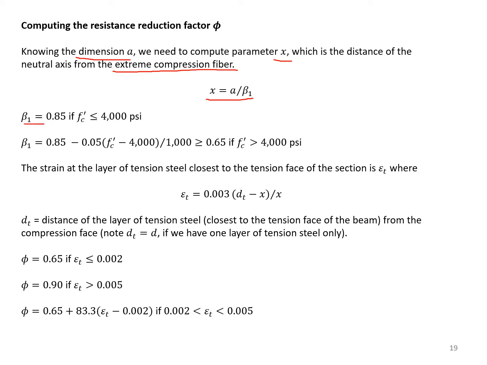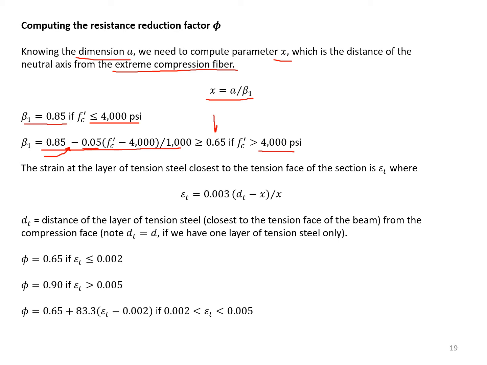Beta 1 is 0.85 if f prime sub c is less than or equal to 4000 psi, and it is equal to this equation when f prime sub c is larger than 4000 psi. However, the smallest possible beta 1 is 0.65. This equation simply implies that for every 1000 psi over 4000, we need to reduce the beta 1 by 0.05. However, in no case can we be below 0.65. That is the absolute minimum.